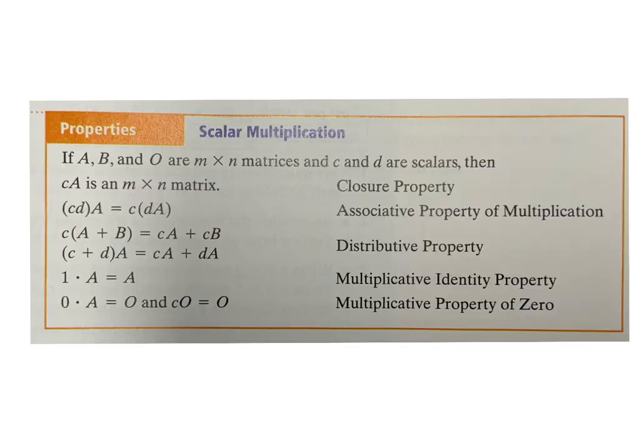If A, B, and O are M by N matrices and C and D are scalars, then CA is an M by N matrix. So multiplying by a scalar does not change its dimensions, is what it's telling you. The associative property is true of scalars. You're just multiplying through. The distributive property is basically what the scalar is. Multiplicative identity: if you multiply a matrix by 1, you're going to get the same matrix. And the multiplicative property of 0: if you multiply the matrix by 0, you're going to get the zero matrix. They're all going to be zeros.